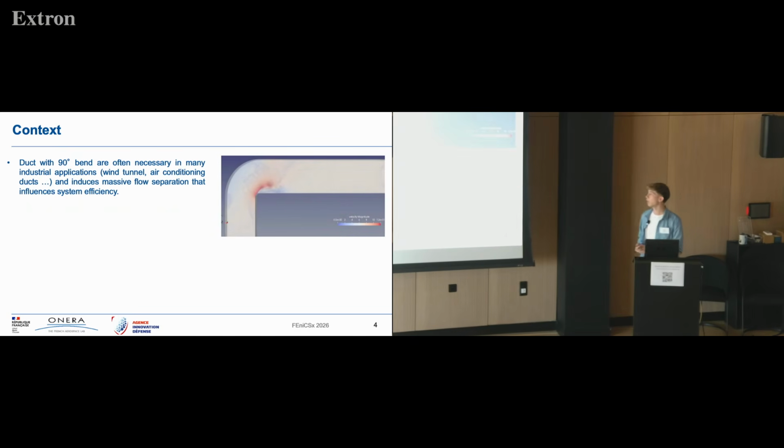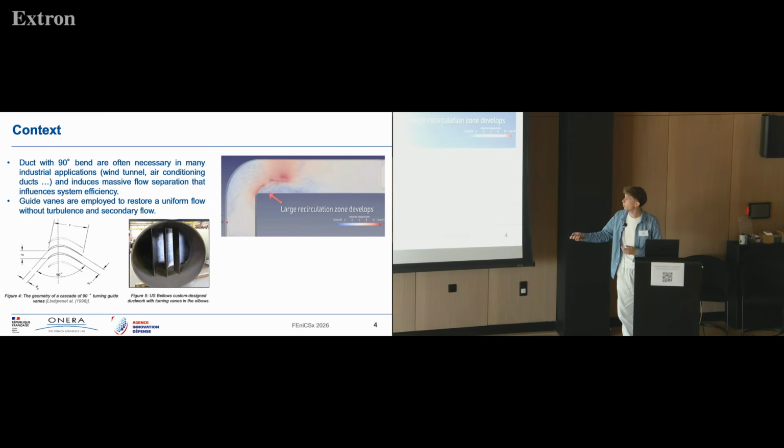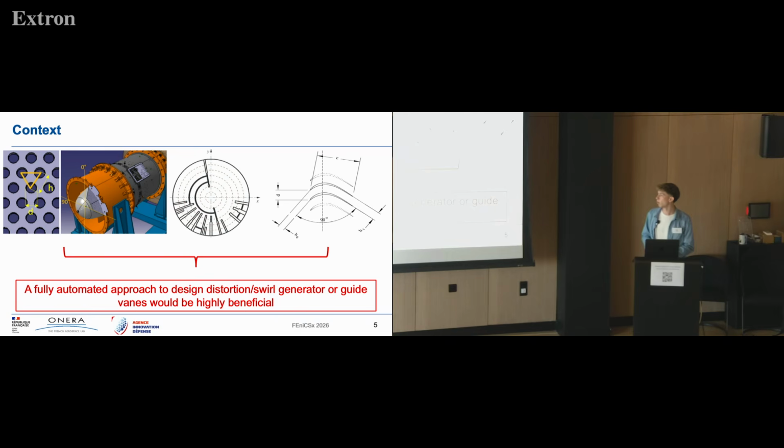A second example is the duct with a 90-degree bend, which is often necessary in many industrial applications, like aerodynamic wind tunnels and air conditioning, and it induces a massive flow separation that influences the system efficiency. For that, guide vanes are employed to restore a uniform flow without turbulence or secondary flow. But like the previous example, they are designed with very tedious methods. That's why a fully automated approach to design the distortion swirl generator or guide vane will be highly beneficial.